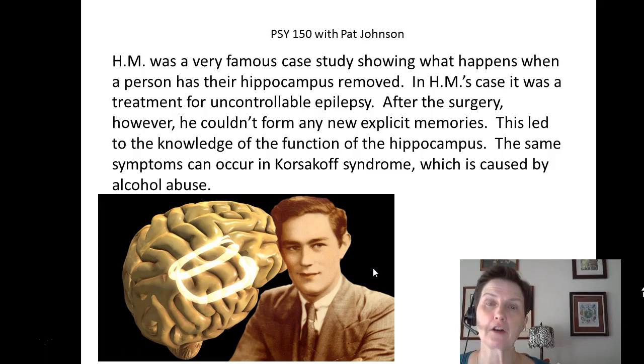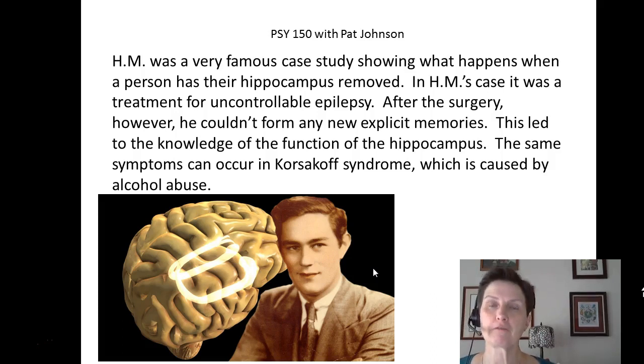So they can't form any new explicit memory. They are often perplexed when they look in a mirror and see themselves aging because they're living back in the time period when they still had a normal hippocampus. It's a very, very sad and debilitating disease.